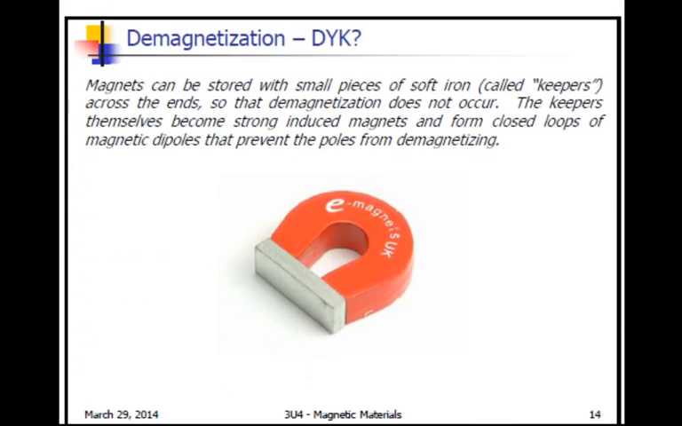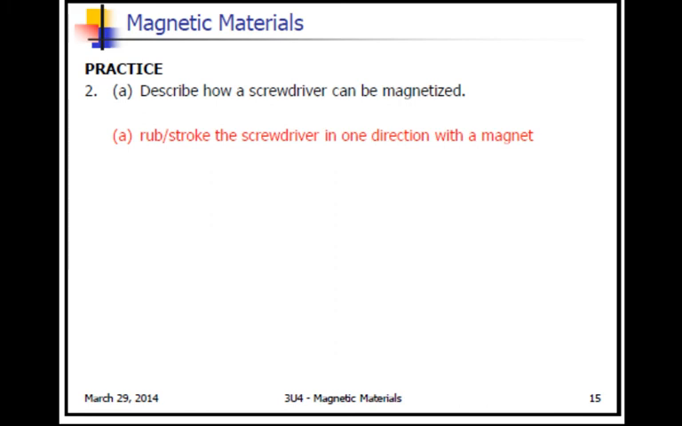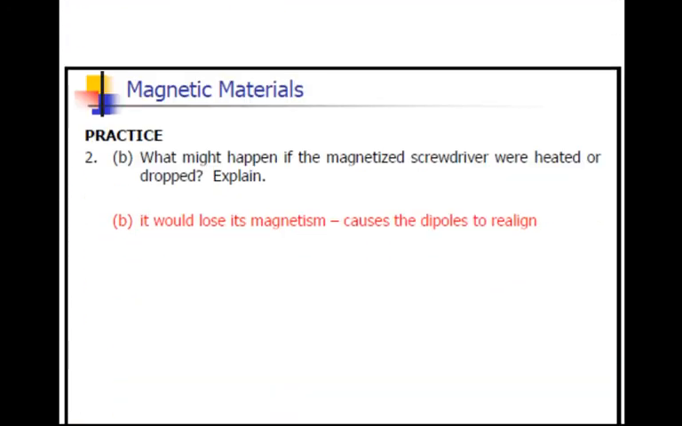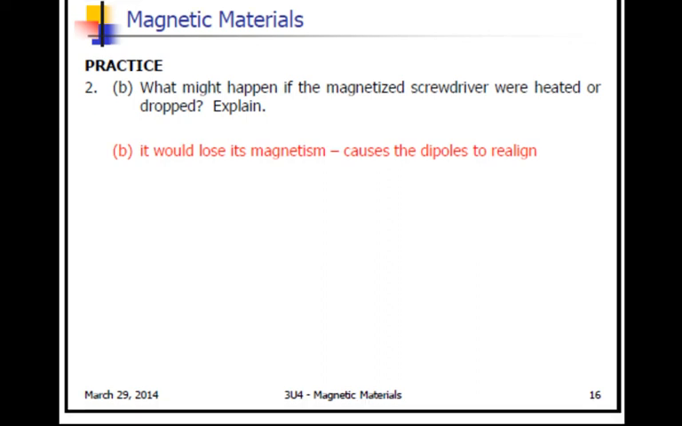One way that we prevent demagnetization is by placing an iron bar called a keeper across a U-shaped magnet. This slows down the demagnetization because it creates a full loop, and the magnet is constantly working on magnetizing that soft iron. We've already talked about this. How can you magnetize a screwdriver? If you rub it with a magnet in one direction, it'll be magnetized in that direction. If we drop the screwdriver or heat it, it would lose its magnetism because its dipoles would be randomly aligned again.